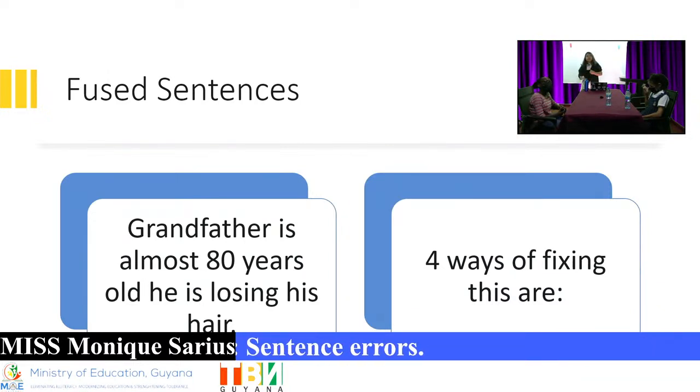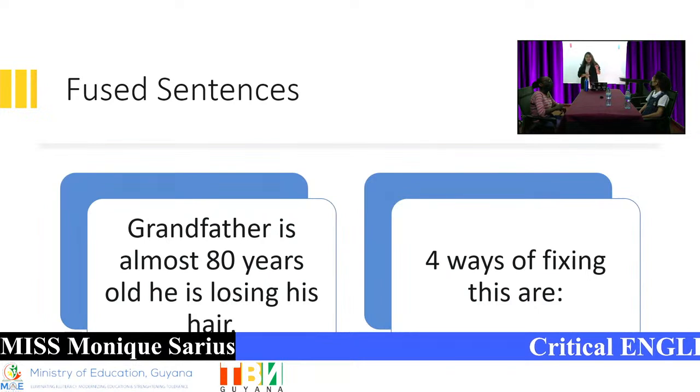Or fix this fused sentence, the problem? What can we do to fix the problem? Remember just what we said? You can use which other punctuation mark between 2 independent clauses? A semicolon. So we can put a semicolon here because we're talking about the grandfather.